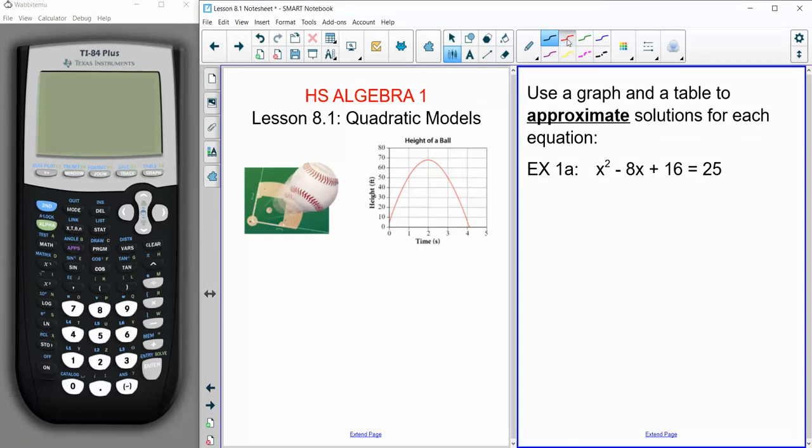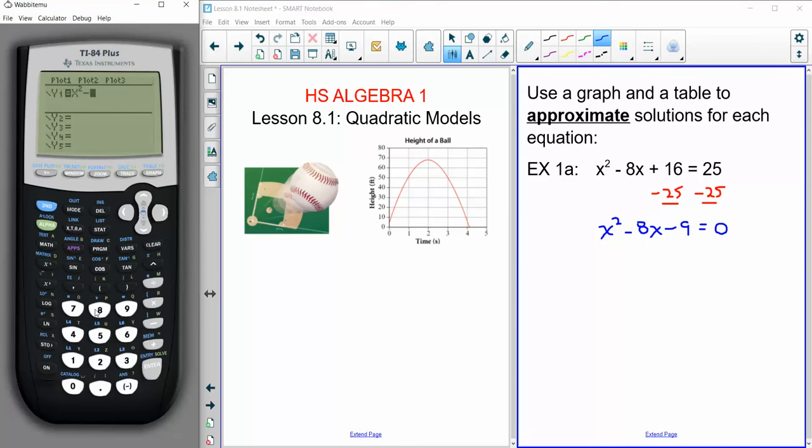So what I like to do on these is get 0 on one side of the equation. You don't have to do this step, but for me it makes it a little bit easier. So I'm going to rewrite the equation as x squared minus 8x minus 9 equals 0. 16 minus 25 is negative 9. So then I'm going to go to my calculator. I'm going to graph y equals x squared minus 8x minus 9. And I'm going to go to my table, and I'm going to look for where this is equal to 0.